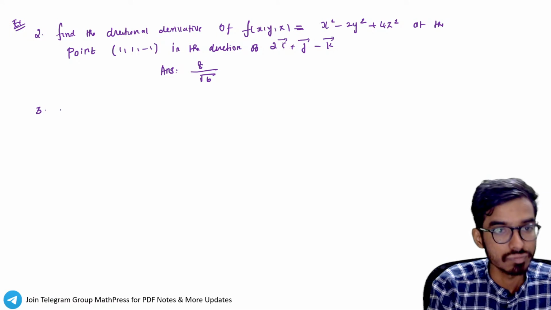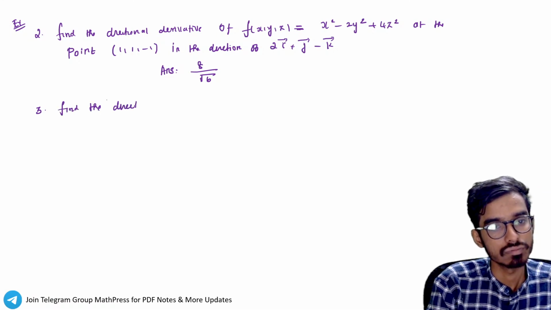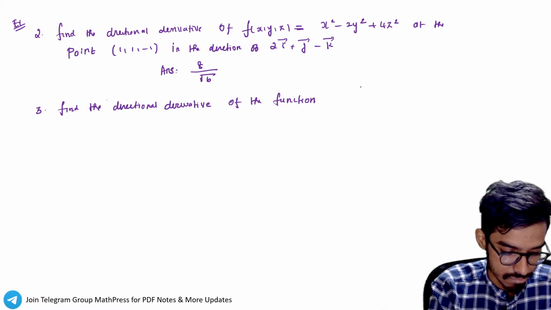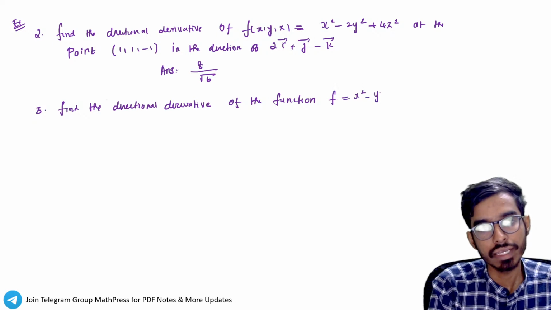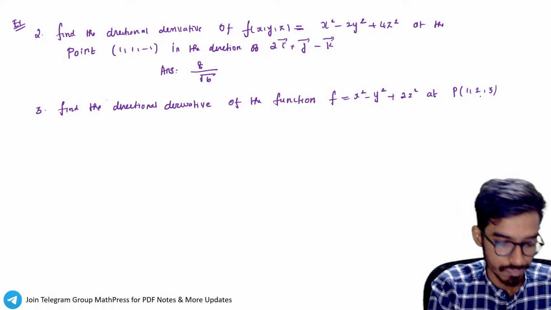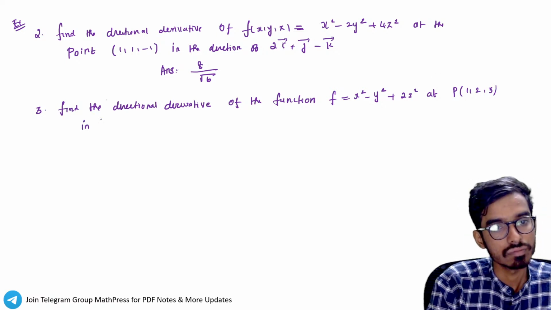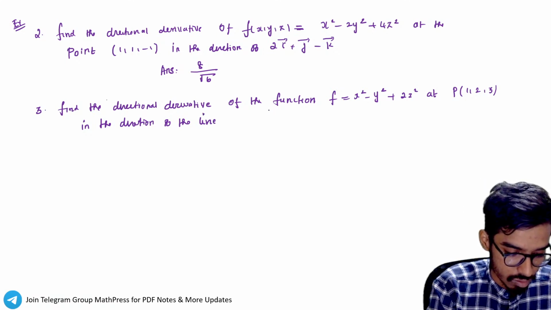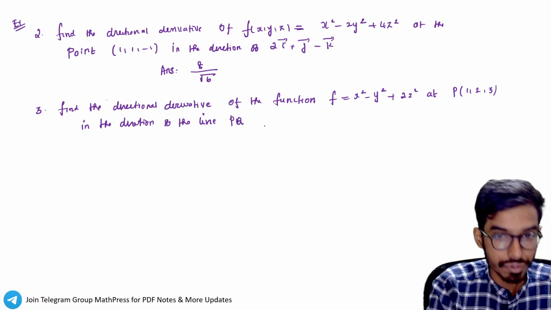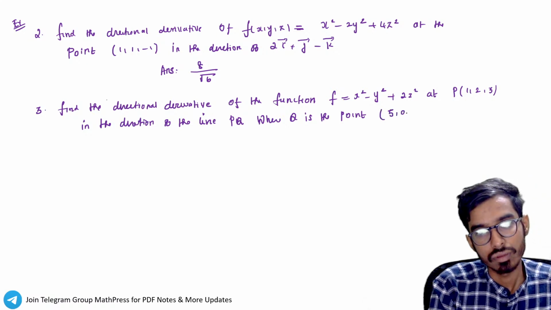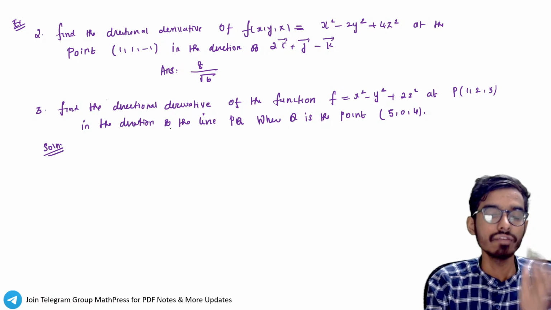So find the directional derivative of the function f is equal to x square minus y square plus 2z square at the point 1 comma 2 comma 3 in the direction of the line PQ, where Q is the point 5 comma 0 comma 4. A very simple problem. So we need to find the directional derivative of the function f.